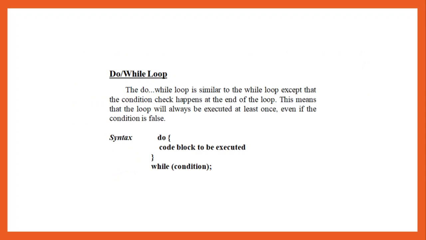Next, coming to the do while loop. Do while is an exit loop. It means first it will execute the body of the loop and then a condition is checked. If you observe the syntax: do, code block to be executed, while, condition. The do while loop is similar to the while loop except that the condition check happens at the end of the loop. This means that the loop is always executed at least once, even if the condition is false.